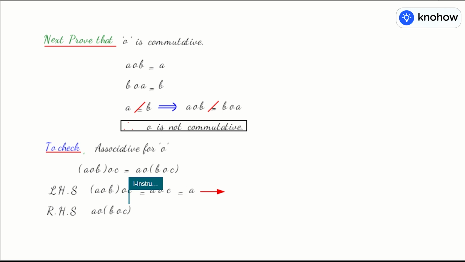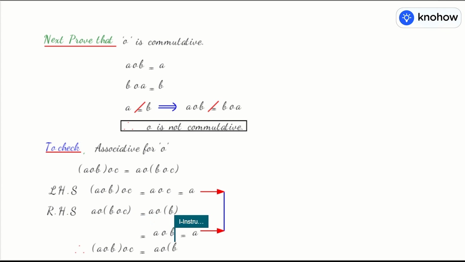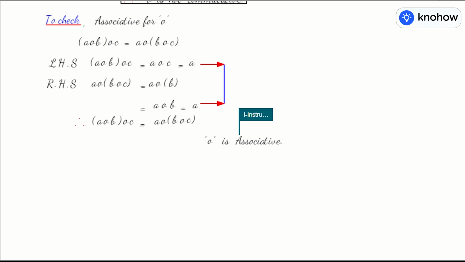Now B O C means the first element out of B and C, which is B. So again you get A O B. What is the first element? A. So from these two you find that finally for both we get A only. So we can conclude that yes, (A O B) O C is the same as A O (B O C), or in other words the binary operation O is associative. Or shall I conclude that the binary operation O is not commutative but associative?